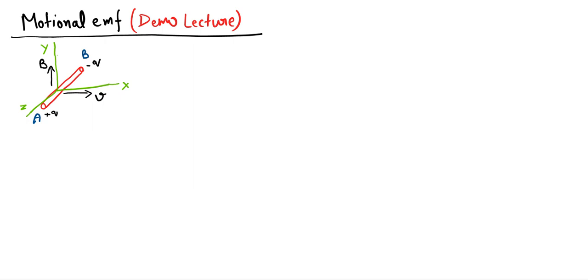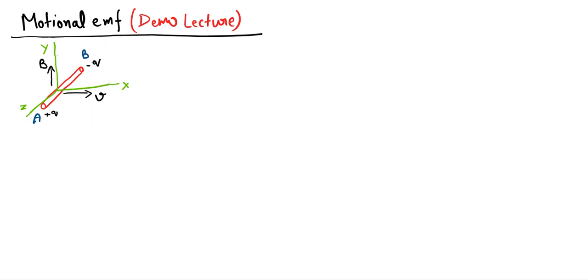So let's derive the expression for the motional EMF. Let us consider a rod of length L which is moving in a magnetic field. The velocity, magnetic field and length are orthogonal to each other. Let us consider the rod is moving along the x-axis, the magnetic field is acting in the y direction, and the conductor is along the z-axis.